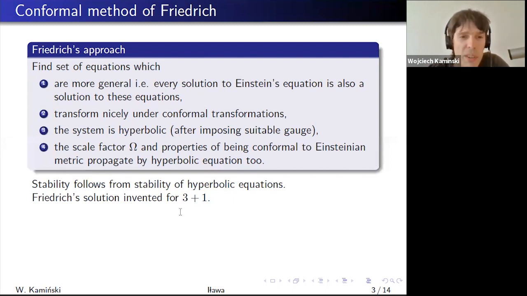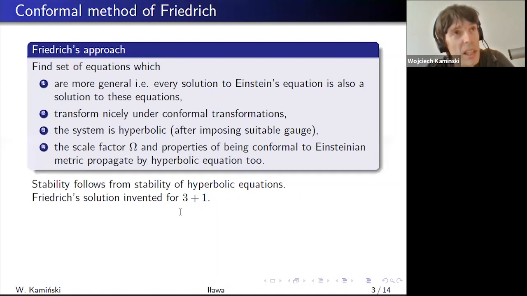And his method is the following. It's quite simple in the idea. Let's replace Einstein equation by some more general equation, more general in the sense that every solution of Einstein equation is also a solution of this more general one. But with the property that they transform nicely, so say they are conformally invariant. And of course, if they nicely transform under conformal transformations, then the evolution will go through this conformal boundary of our space-time. Of course, the important thing is that this system is hyperbolic. So it's like Einstein equation is hyperbolic in, say, specific gauge.